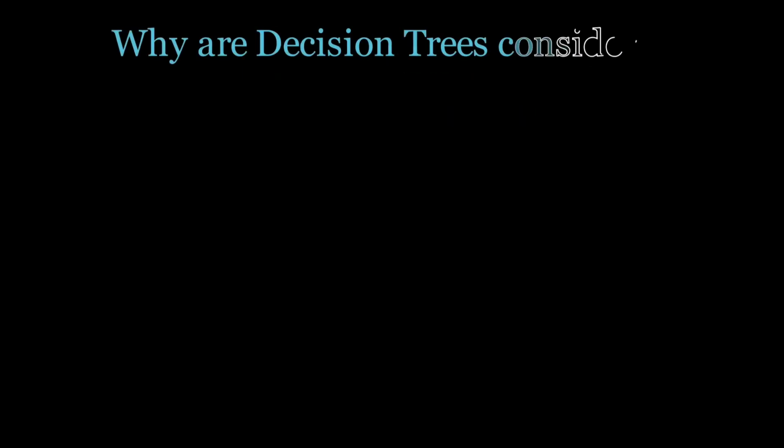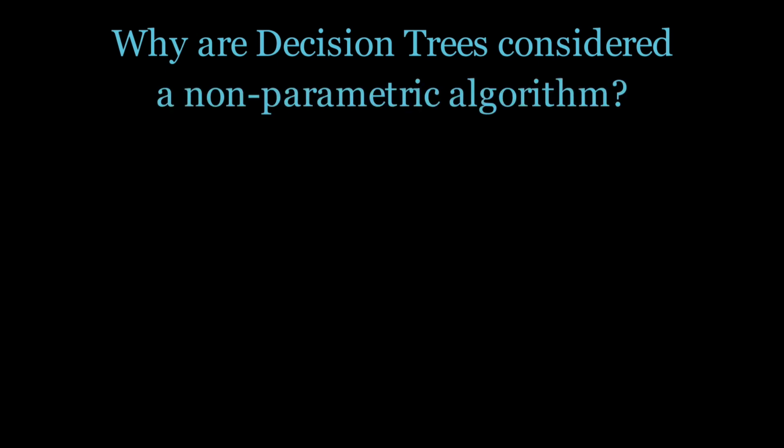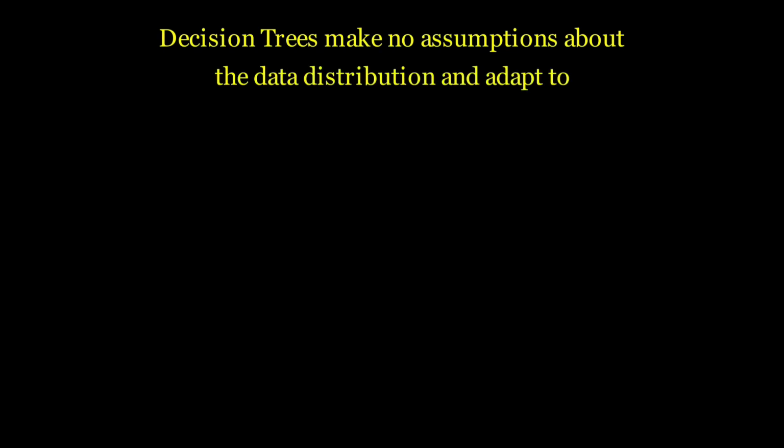Why are decision trees considered a non-parametric algorithm? Decision trees make no assumptions about the data distribution and adapt to the structure of the dataset.